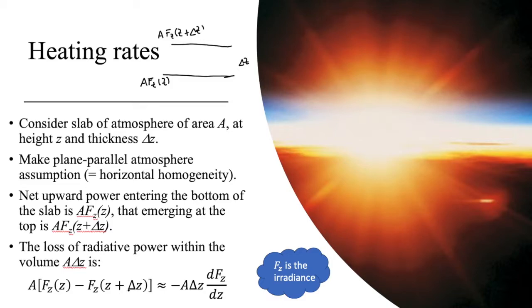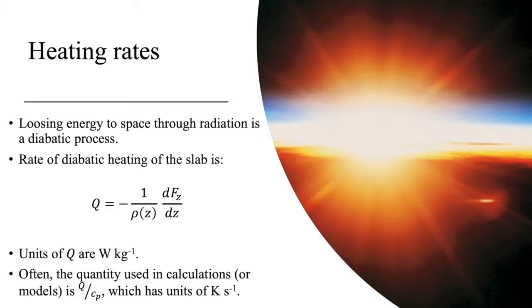this goes without saying. I mean, by definition of derivative, or you could Taylor expand this to the first order. This is simply A times delta Z, which is the volume that you're considering, times the vertical derivative of F_z, where F_z is the net irradiance in this case, okay?